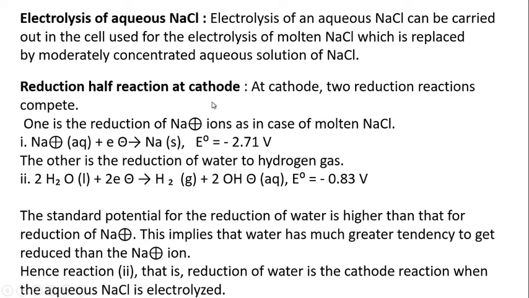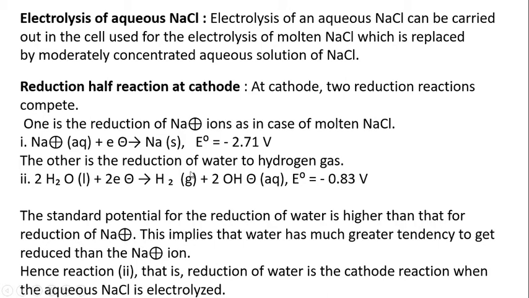First, the reduction half reaction at the cathode. In this electrolysis of aqueous NaCl, two reduction reactions are taking place and they are in competition with each other. Which two reactions are taking place? The one is the reduction of sodium ion, as in the case of molten NaCl. Sodium ion goes to the cathode, takes electrons, and forms sodium metal.